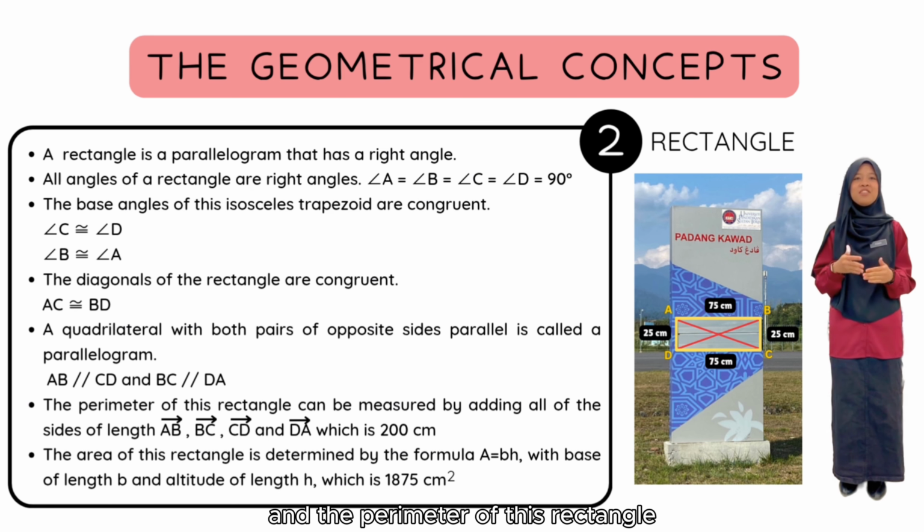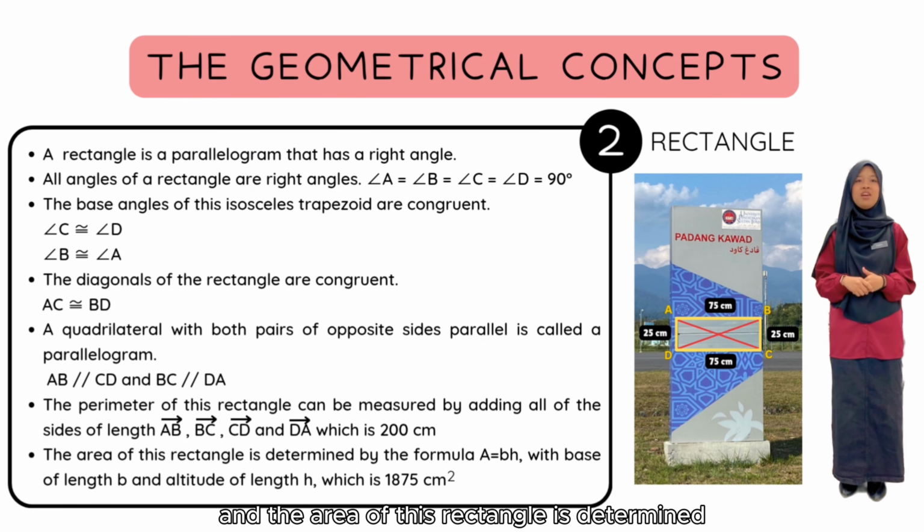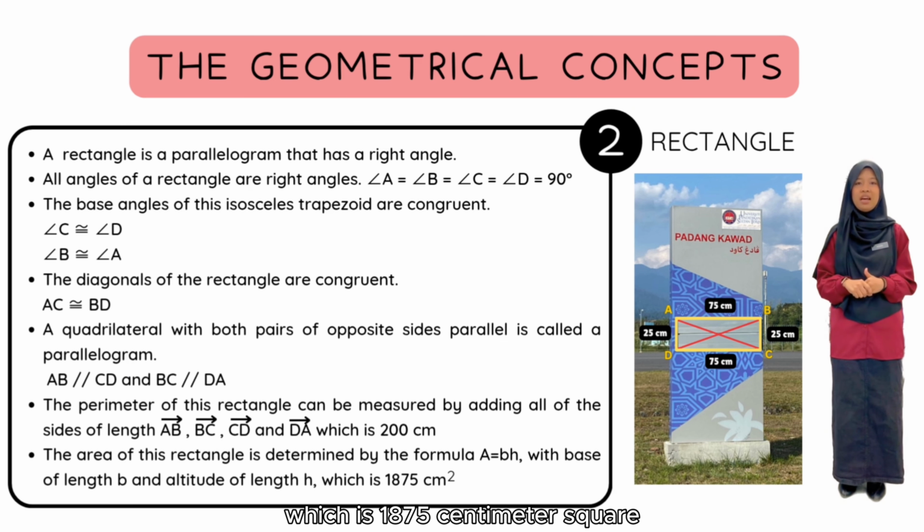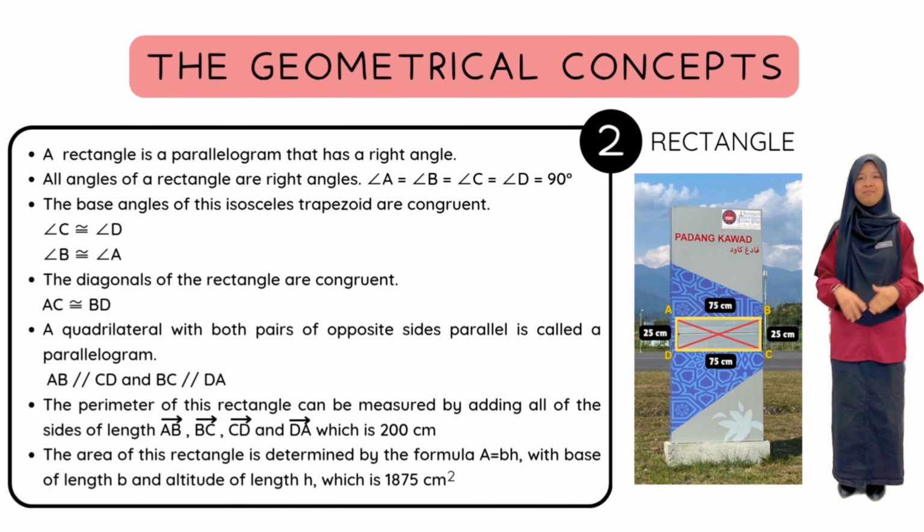And the perimeter of this rectangle can be measured by adding all the side lengths, which is 200 cm. And the area of this rectangle is determined by the formula A equal to BH, with base of length B and altitude of length H, which is 1,950 centimeters squared.